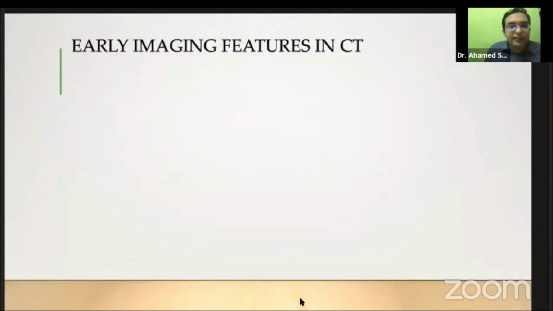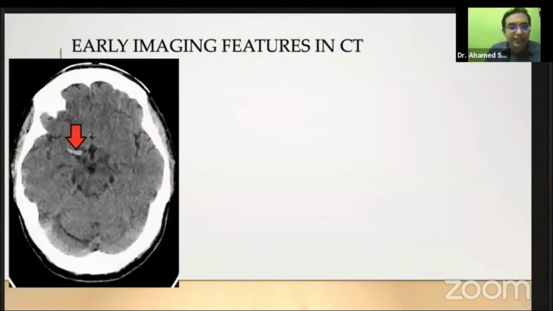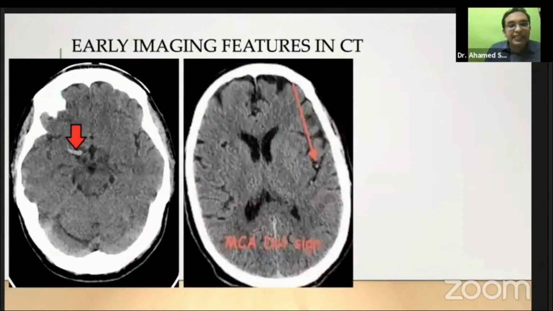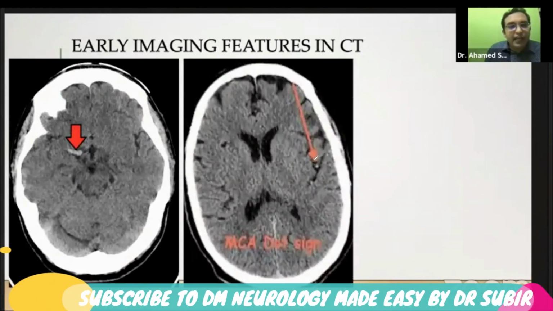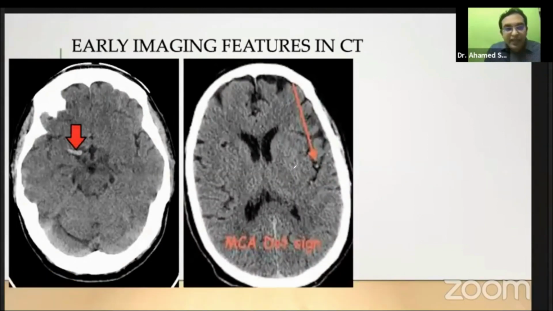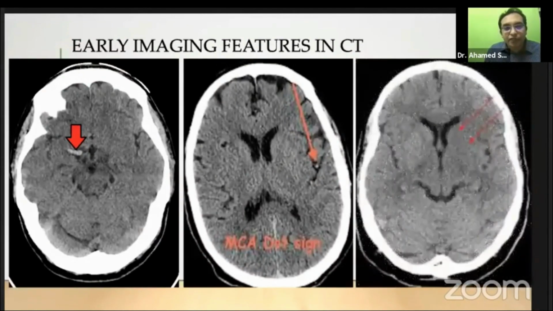Before that, I'll just show you the early imaging features in CT, which is usually asked. This one is actually called the dense MCA sign. And what is this called? MCA dot sign. These two are different. The dense MCA sign is due to the proximal MCA thrombus. M2, the segment in the sylvian region, getting affected, produces the MCA dot sign.